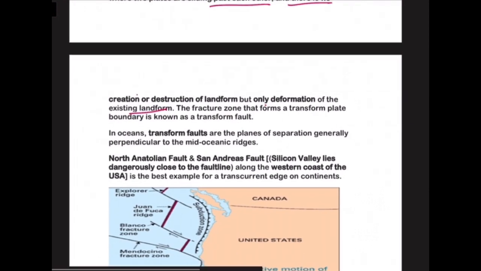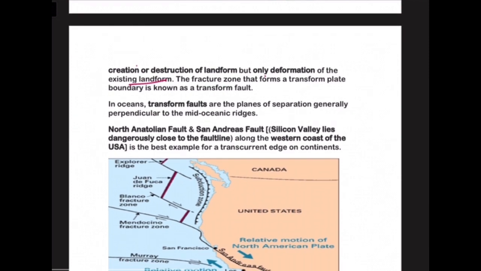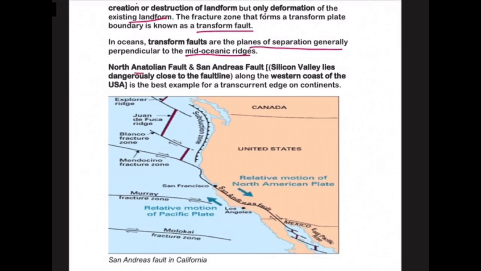Okay, the fracture zones that form a transform plate boundary are known as transform faults. In the ocean, transform faults are planes of separation generally perpendicular to the mid-oceanic ridge. The North Anatolian Fault and the San Andreas Fault, where Silicon Valley lies dangerously close to the fault. This one along the western coast of the USA is the best example of a transcurrent edge on the continents.